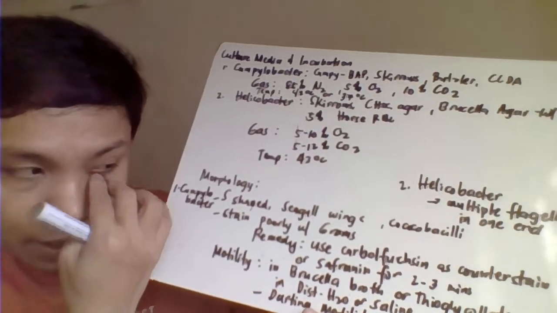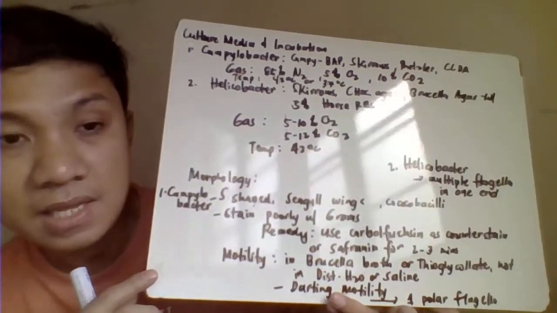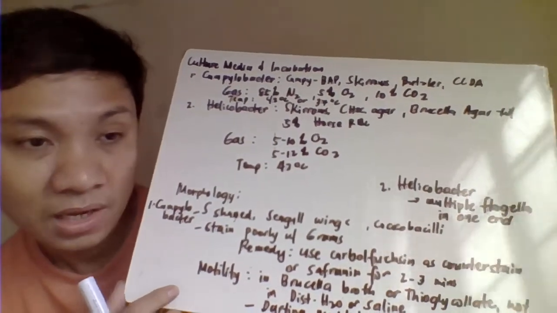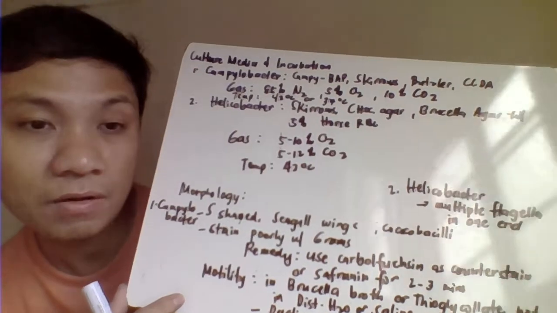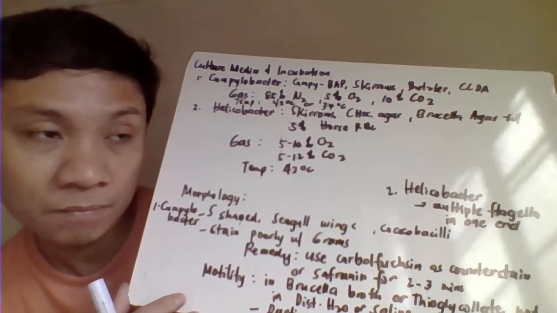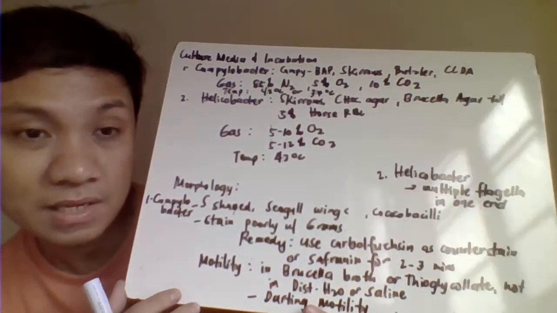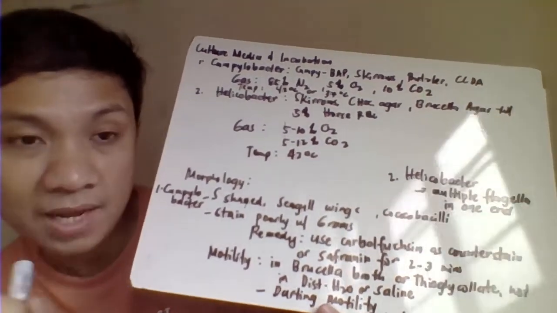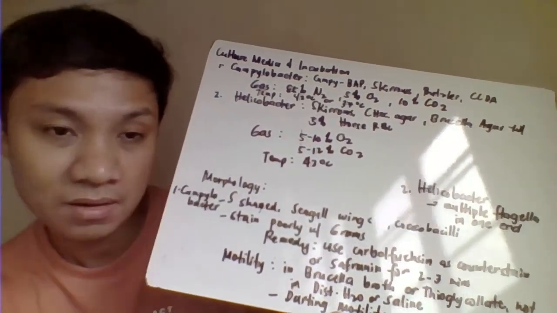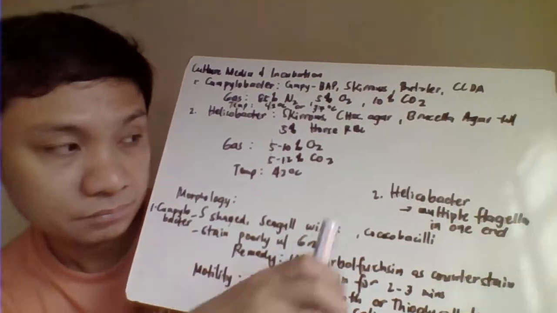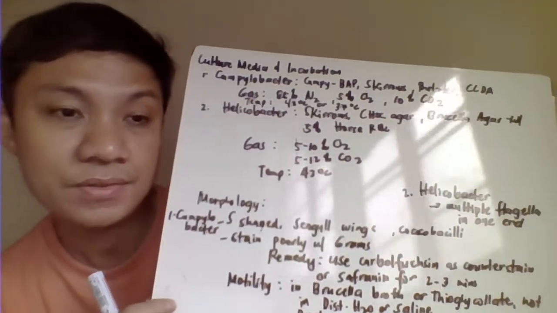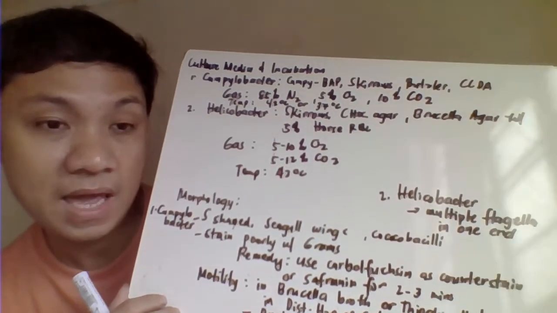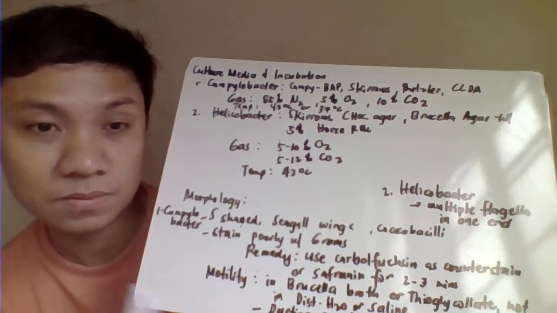Okay, we have your motility. So this is highly motile. The motility can be manifested in your Brucella broth or even in thioglycolate broth, but not with your distilled water or saline solution because that one is toxic for the Campylobacter. So this one is highly motile because it contains one polar flagella. So isang flagella lang in one end. Helicobacter, on the other hand, is also motile, but that one would have here multiple flagella in one end. You call this one your lophotrichous.